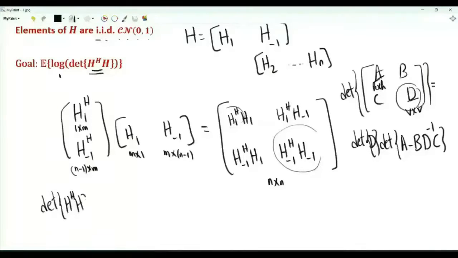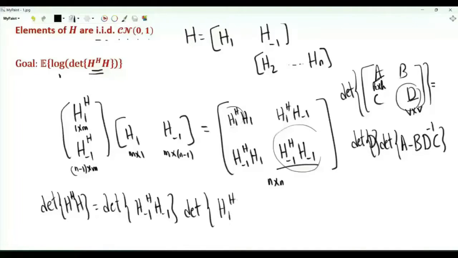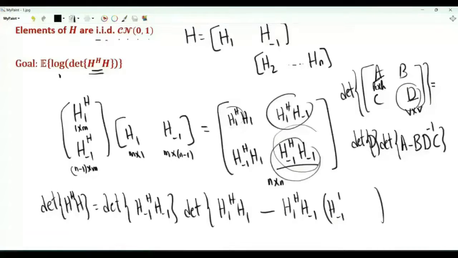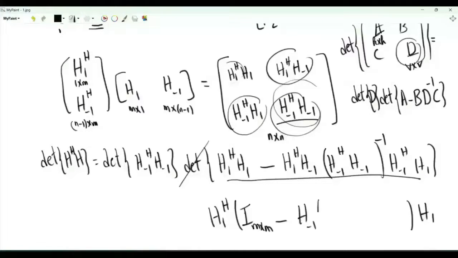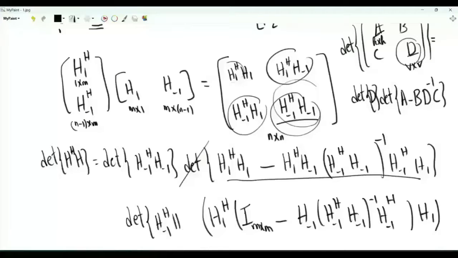The determinant of H Hermitian H is equal to the determinant of H minus 1 Hermitian H minus 1 times the determinant of H1 Hermitian H1 minus H1 Hermitian H minus 1, then the inverse of this matrix, then H minus 1 Hermitian H1. This is a scalar, a 1 by 1 matrix, so we can actually move the determinant. On the left, we take H1 Hermitian as a common factor. On the right, we take H1. Here we have identity of size m by m minus H minus 1, H minus 1 Hermitian H minus 1 inverse H minus 1 Hermitian. This scalar is multiplied by the determinant of H minus 1 Hermitian H minus 1 to give the determinant of H Hermitian H.